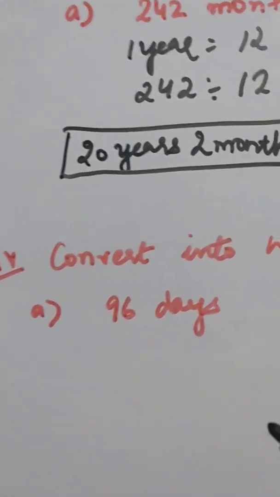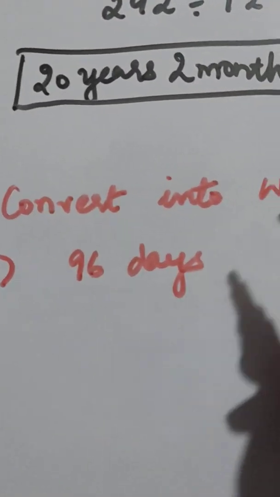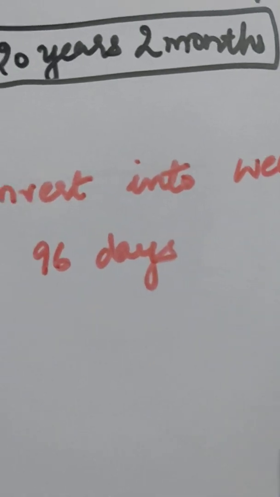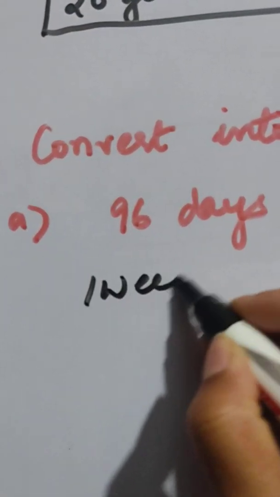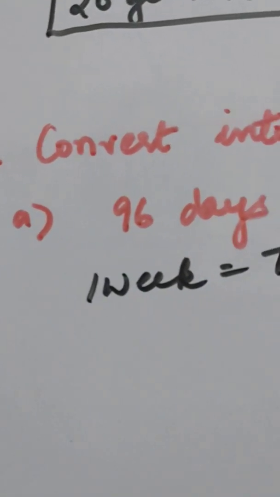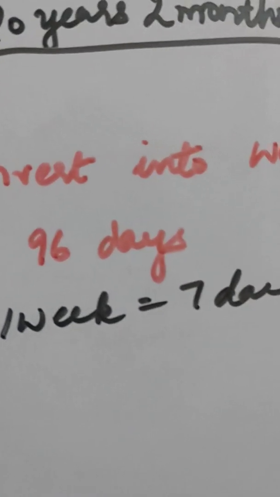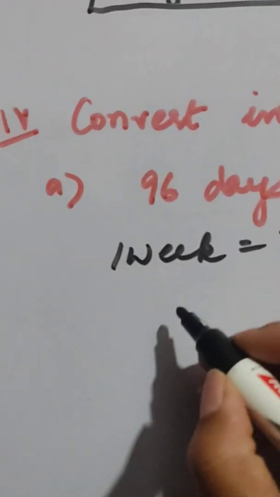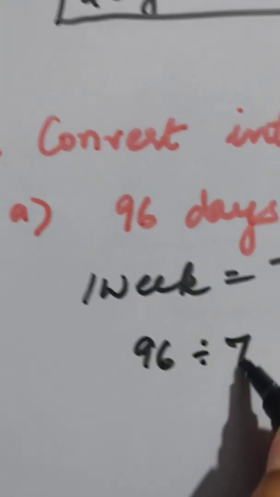So now the fourth question is convert into weeks. Days को weeks में करना है, days smaller unit है, weeks bigger unit. So 1 week is 7 days. To convert days into weeks, we are going to divide. So 96 divided by 7.